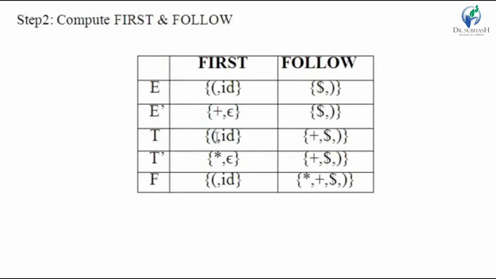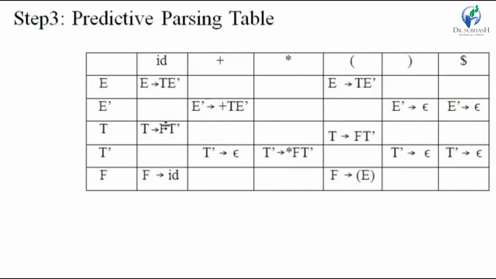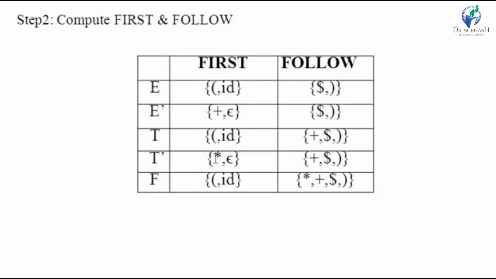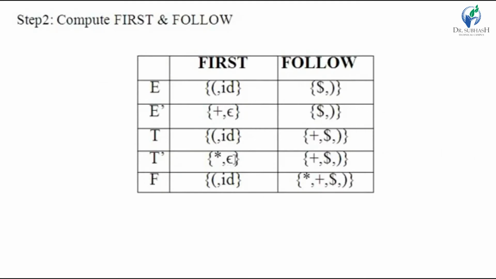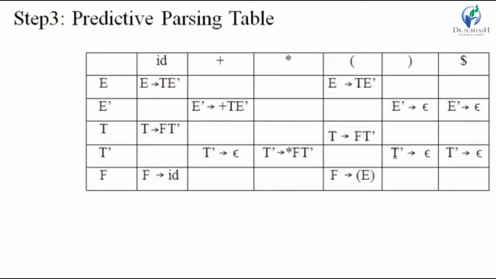Then find first of T: opening bracket and ID. So write down the entry in ID and opening bracket. Then after that, T dash: here star and epsilon. So write in star, T dash gives star FT dash. First of T dash derives epsilon, so consider its follow, which is plus, dollar and closing bracket. So in plus, dollar and closing bracket, write the epsilon entry: T dash gives epsilon, T dash gives epsilon, and T dash gives epsilon.